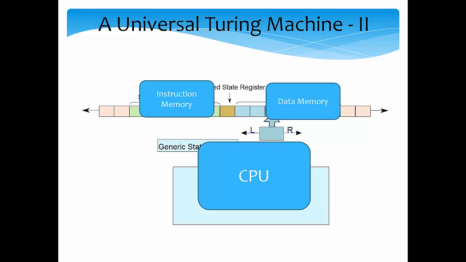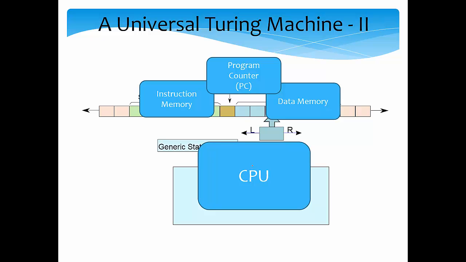And the simulated state register is basically telling you at what point we are in the simulated Turing machine and what needs to be done next. So we can think of this as a program counter. So these are essentially the four basic elements of any computing system.